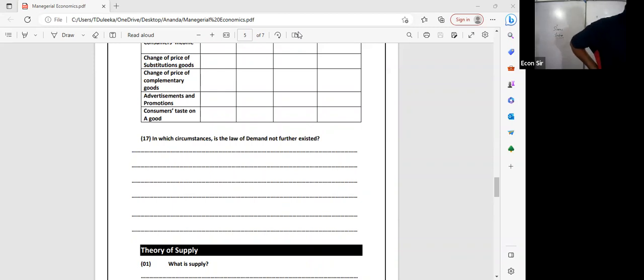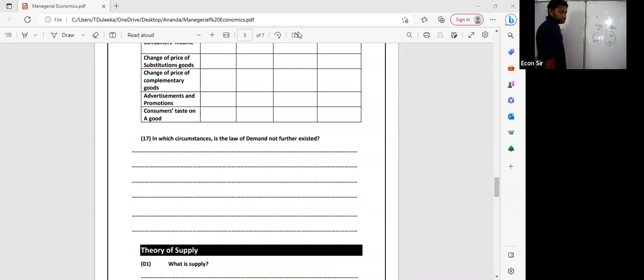Articles with snob appeal. How to write article? ARTICLES. Articles with snob appeals. How to write snob? SNOB. Snob appeal. Articles with snob appeal.